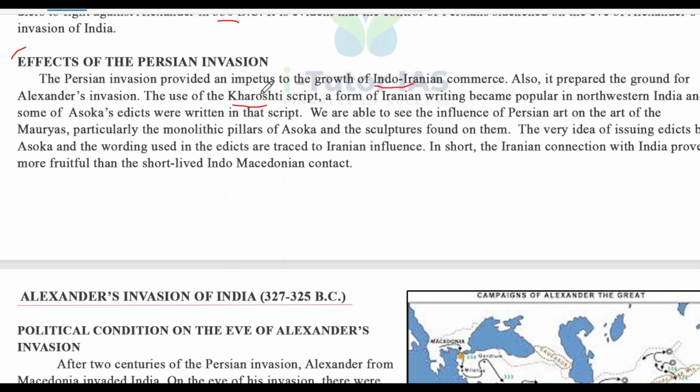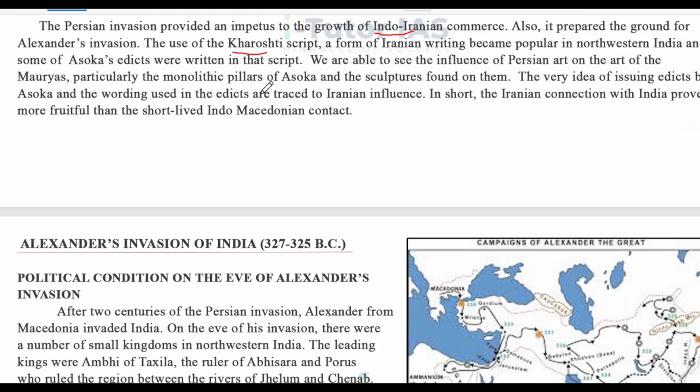So the very idea of issuing edicts by Ashoka and the wording used in the edicts are traced to Iranian influence. In short, the Iranian connection with India proved more fruitful than the short-lived Indo-Macedonian contact. So that's the effect of the Persian invasion.